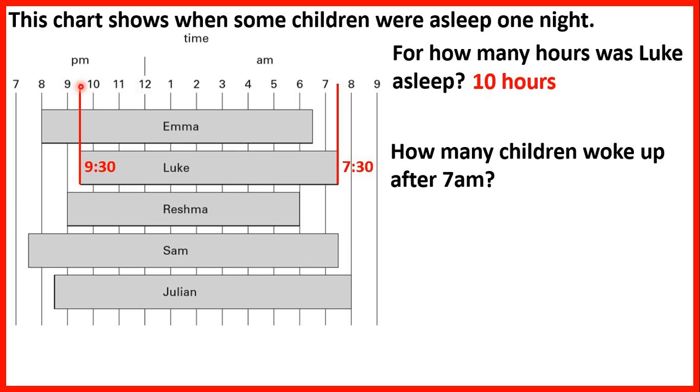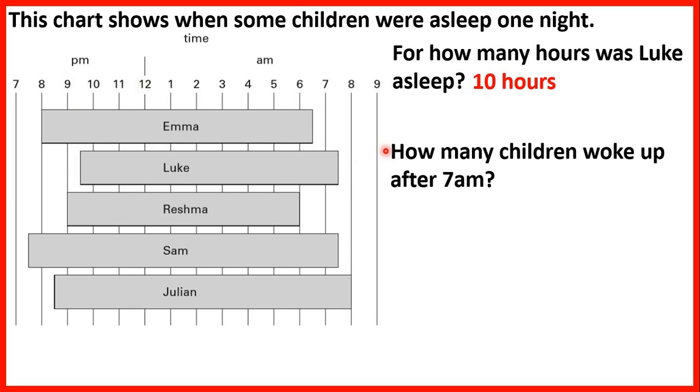Now what we can do here, because we've got the times drawn on, is just count. So an hour later than 9:30 will be 10:30, so in between 10 and 11. So that's 1 hour, 2, 3, 4, 5, 6, 7, 8, 9, 10 hours.